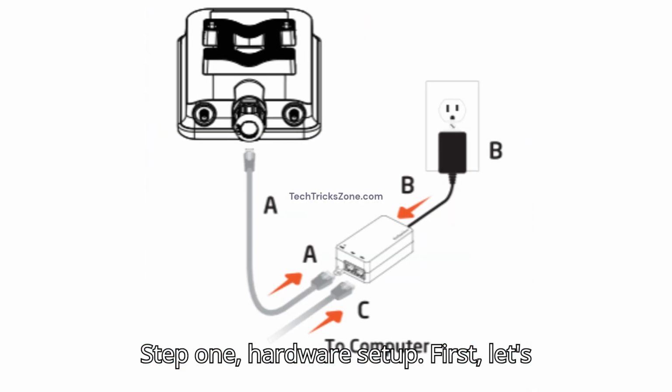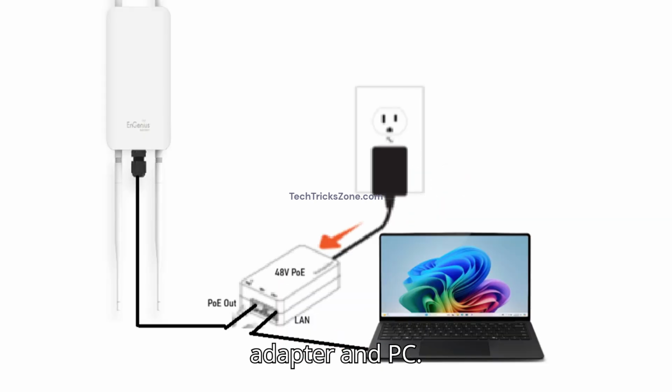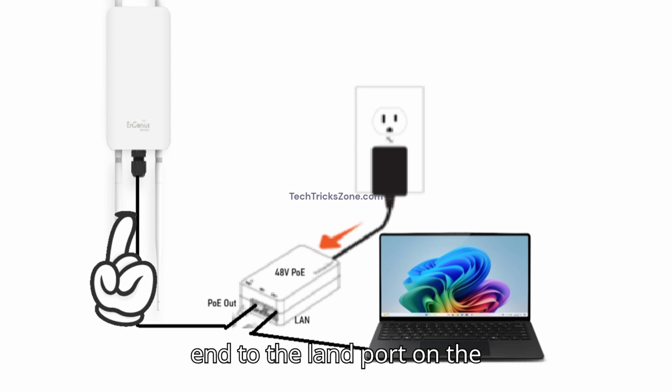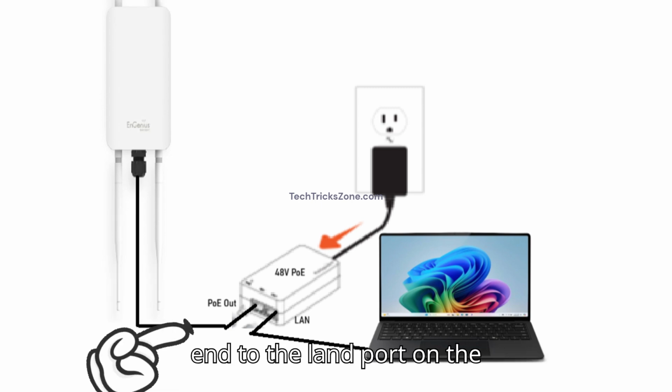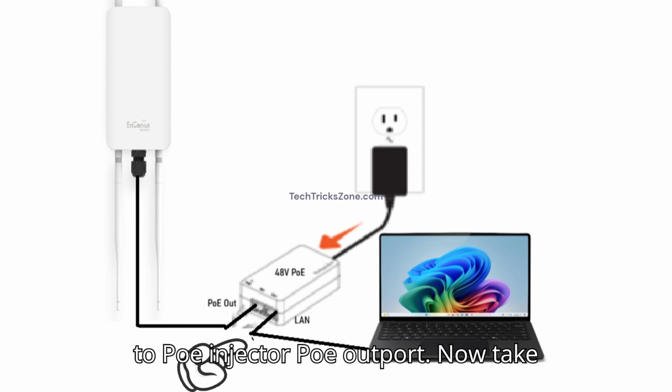Step 1. Hardware setup. First, let's connect the EnGenius Access Point to the power adapter and PC. Take an Ethernet cable and connect one end to the LAN port on the ENH1350. Then, connect the other end to the PoE injector PoE out port.